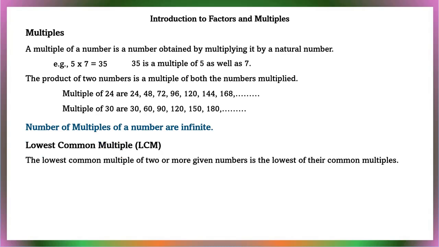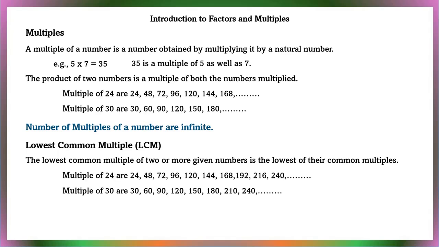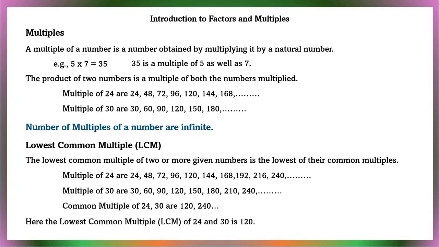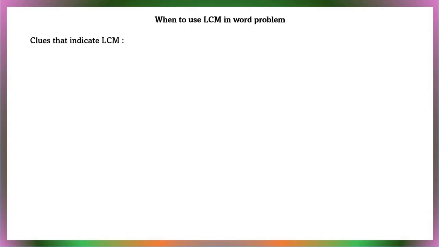Lowest common multiple. The lowest common multiple of two or more given numbers is the lowest of their common multiples. Over here, in the given multiples of 24 and multiples of 30, the common multiples of 24 and 30 are 120 and 240. Here the lowest of their common multiples is 120. Therefore, the LCM is also 120.